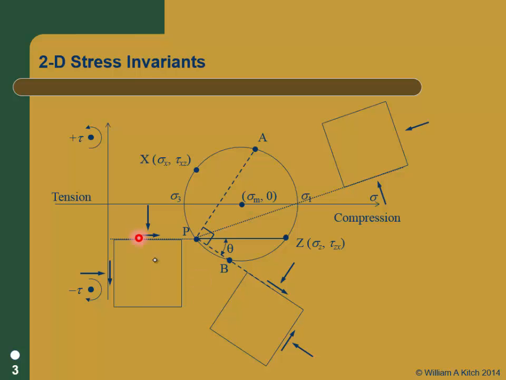So there must be something about these three different values of the shear and normal stresses that's consistent. There must be something that doesn't vary between them, because they all represent the same state of stress.